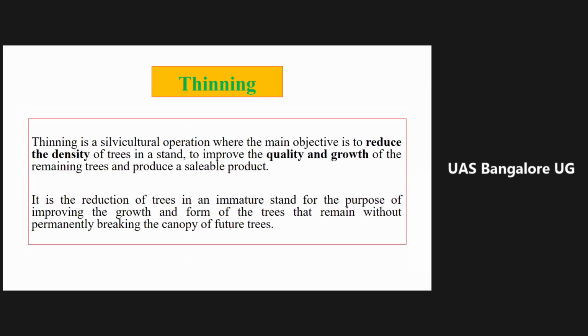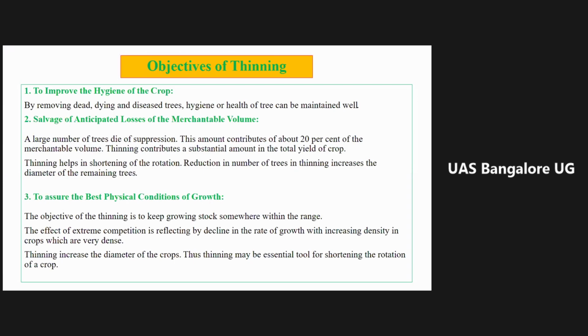So thinning is a silviculture operation where the main objective is to reduce the density of the trees in a stand, that is reducing the population of the tree species, to improve the quality and growth of the remaining trees and produce a saleable product. It is the reduction of the trees in the immature stand for the purpose of improving the growth and form of the tree that remains, without permanently breaking the canopy of future trees.